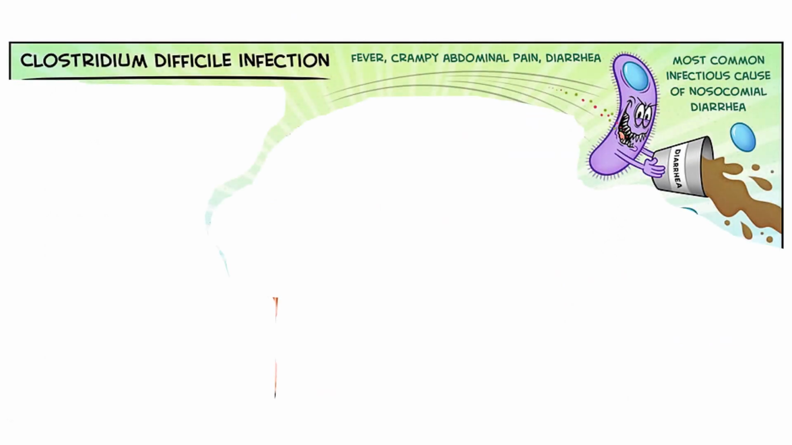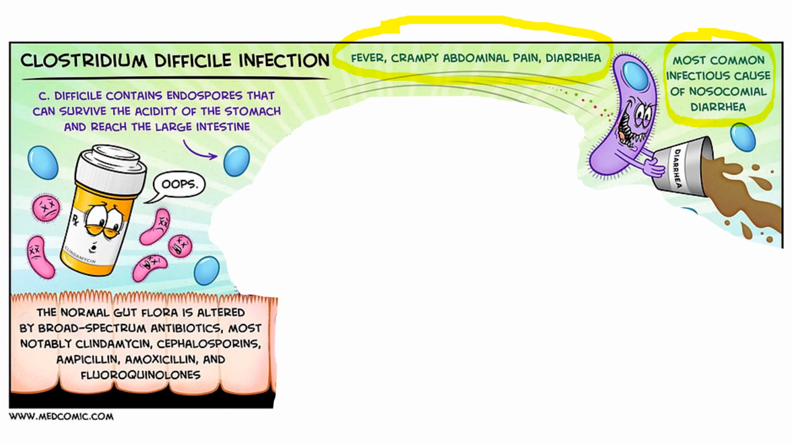So let's talk about Clostridium difficile. So Clostridium difficile, as we mentioned, can cause a diarrhea, abdominal cramps, and other things, and there it is. You can see this note here, it's the most common infectious cause of nosocomial diarrhea. So there we are, there's somebody, and they've got a gut, and they're taking some antibiotics, and the antibiotics are affecting their gut flora. One of the big offenders here is clindamycin.